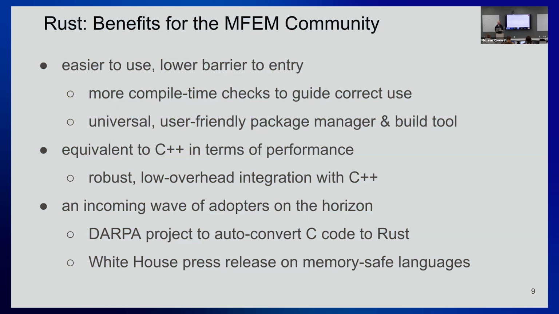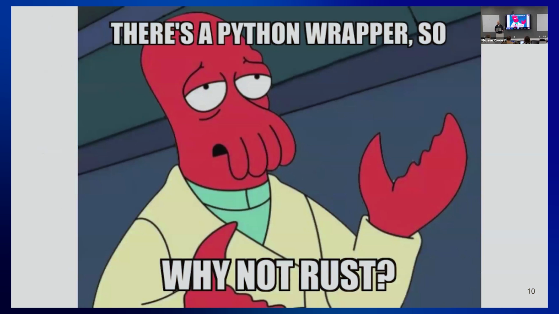There's also an incoming wave of adopters on the horizon. There are 2 data points here I would highlight. There's a big DARPA project to auto-convert C code to Rust. So they're obviously pretty serious about it. And the White House had a press release, I think it's still up on their website, where they champion memory safe languages, and a great example of one is Rust. And last but not least, there's already a Python wrapper. So why not Rust?